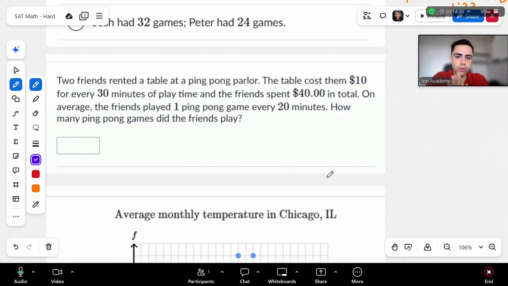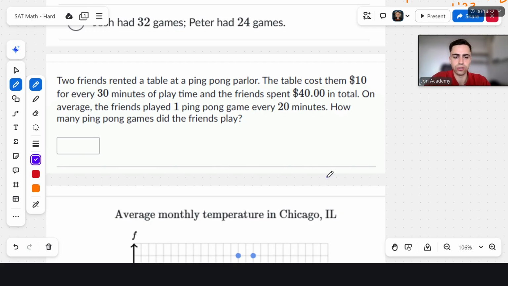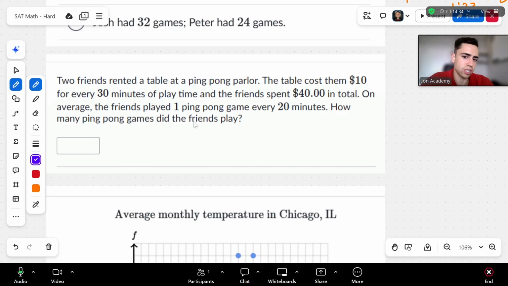Two friends rented a table at a ping pong parlor, no? The table costs $10 for every 30 minutes and they spent $40. So first of all, it's gonna be $40 divided by 10. They played four games, no? Each of the games is 30 minutes. So it's going to be 4 times 30, which tells us they played 120 minutes.